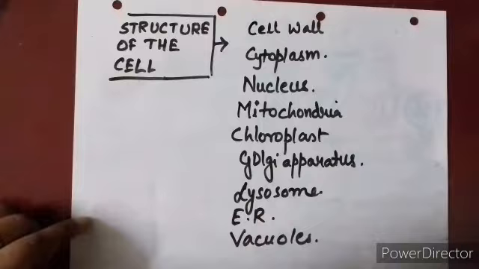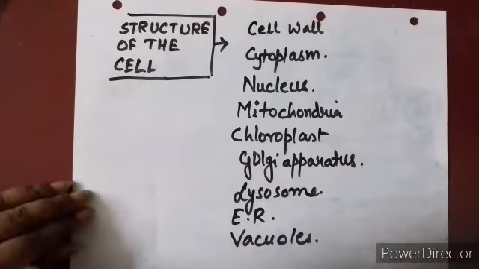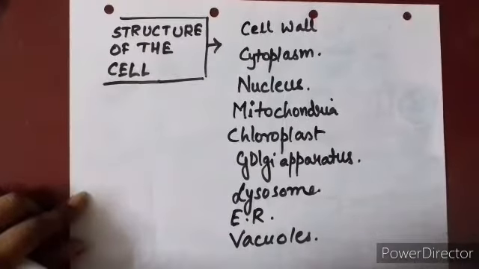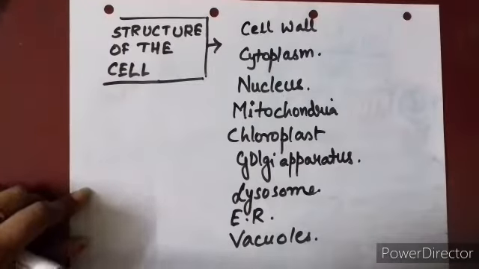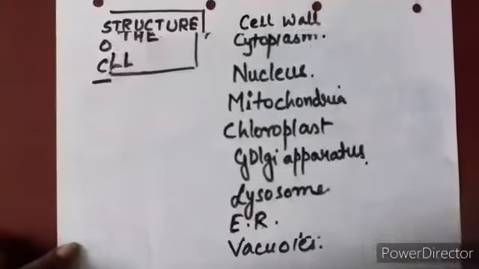Another difference is unicellular and multicellular. Cells can also differ in number. If there is one cell, we say it is unicellular, and some organisms are multicellular. Most of the organisms present on earth are multicellular. Even we are multicellular organisms. Now let's move on to the organelles one by one.